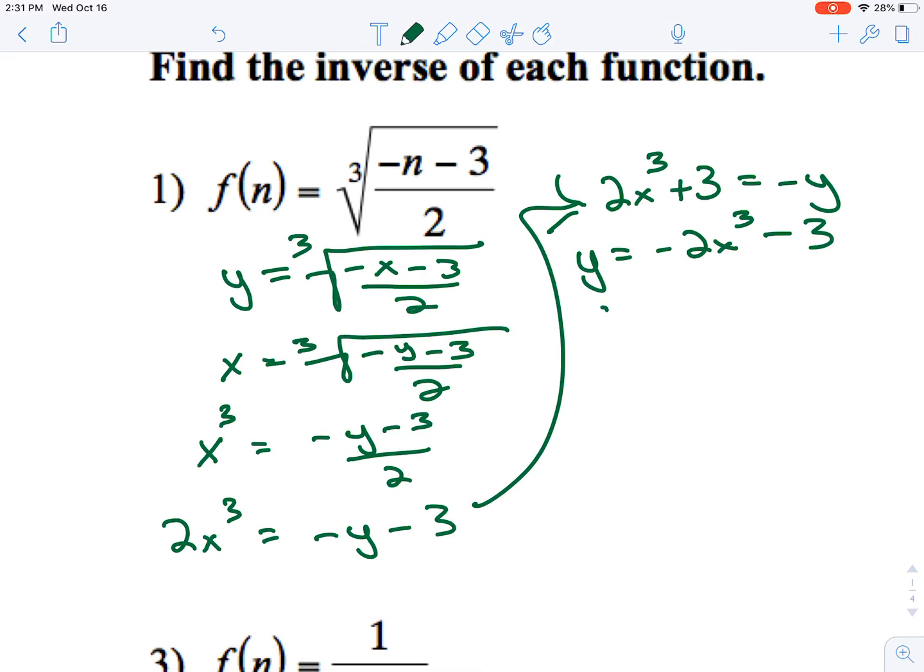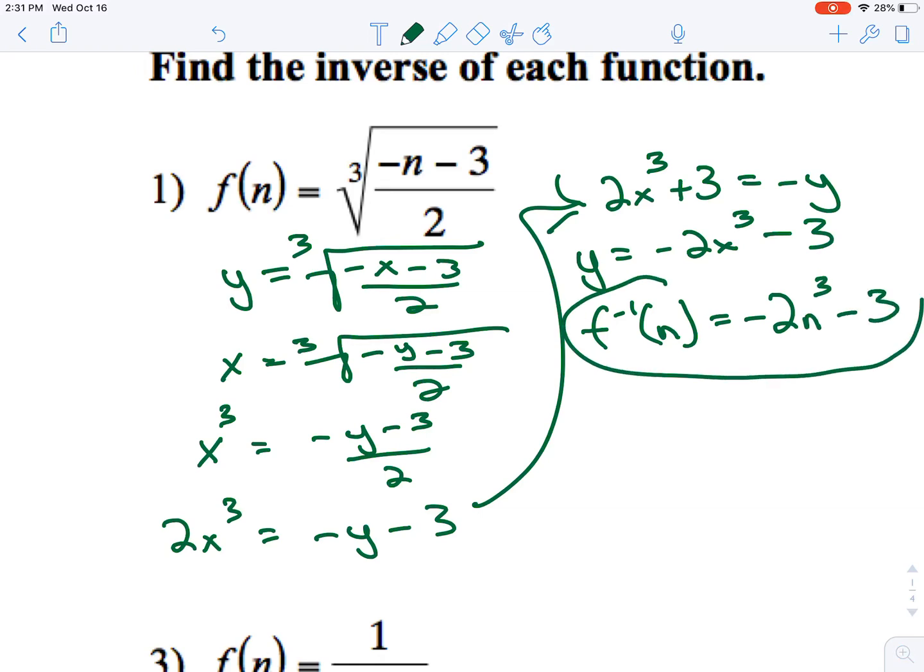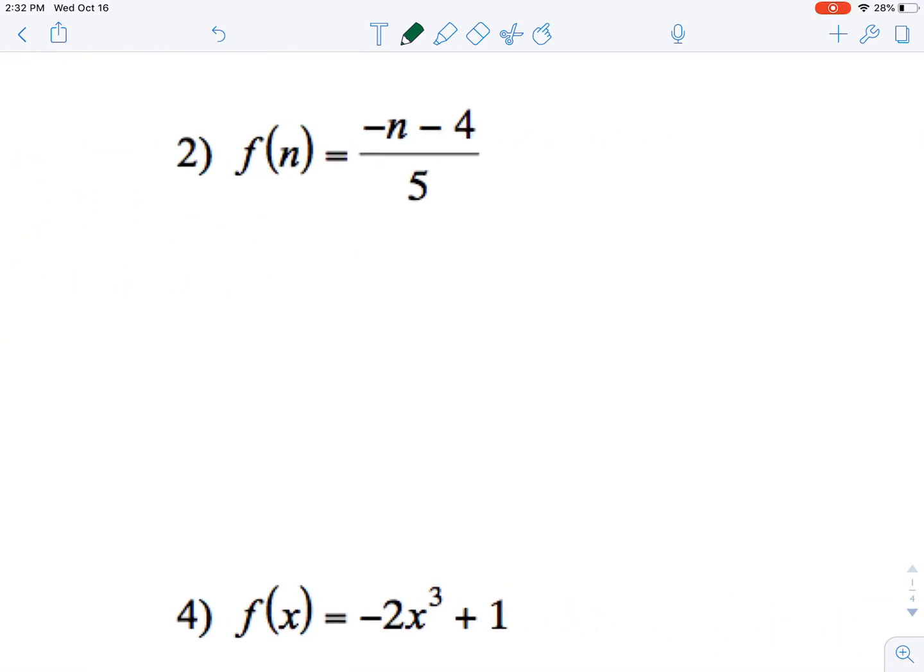And then I'm going to use the proper notation and say that the inverse of n is equal to negative 2n to the third minus 3. And there we go for number 1. Okay, going on to 2.